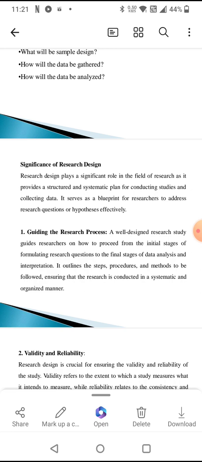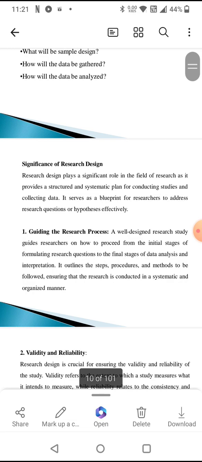So next, coming to the significance of business research. What is the significance of business research? Research design plays a significant role in the field of research, as it provides a structured and systematic plan for conducting studies and collecting the data as well, right? It serves as a blueprint for researchers to address research questions or hypotheses effectively.